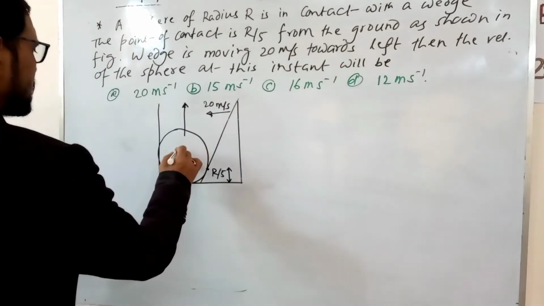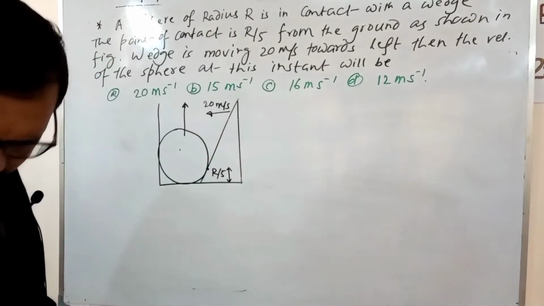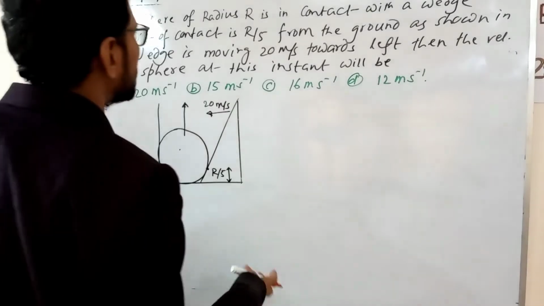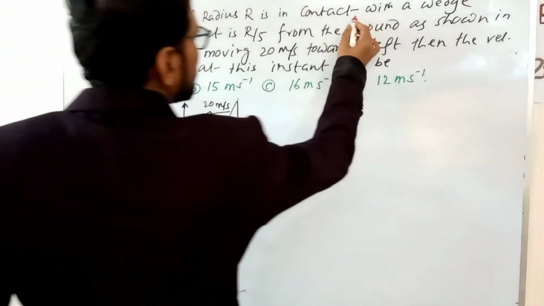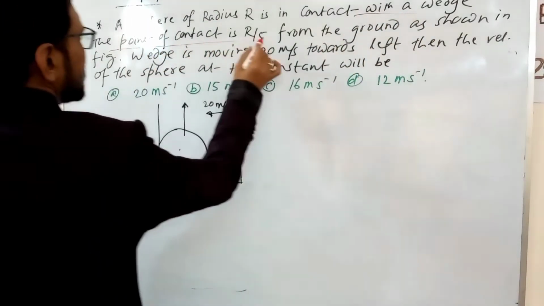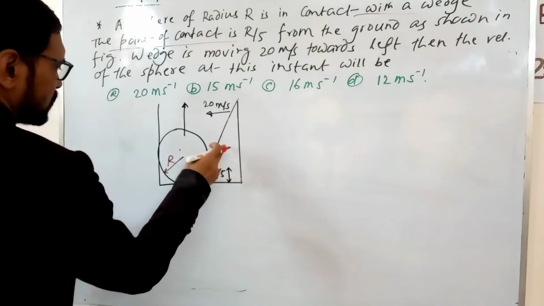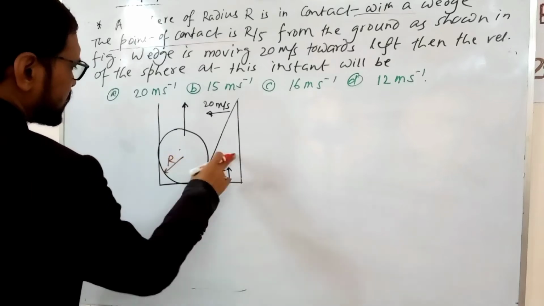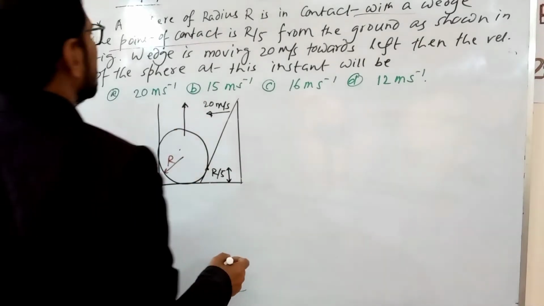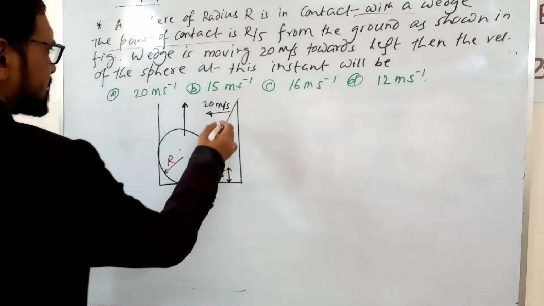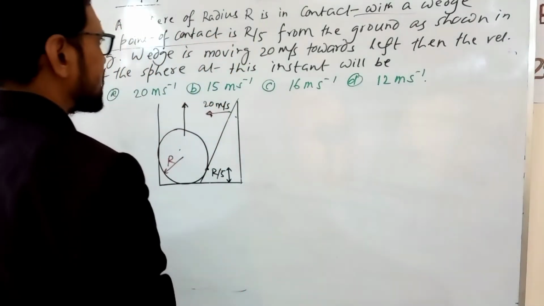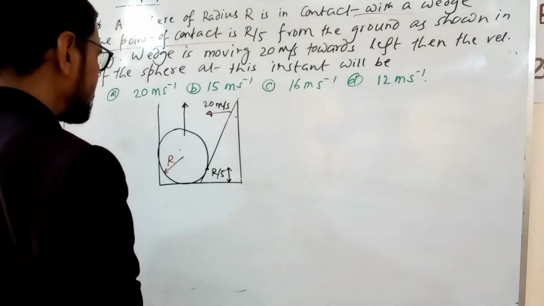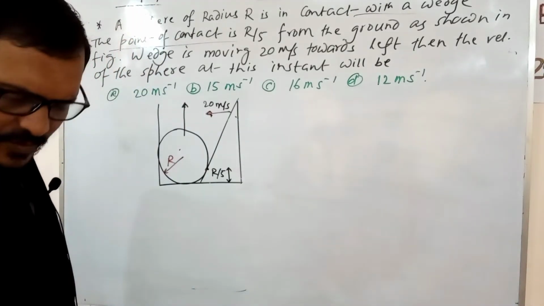What is this problem? The problem is here a sphere of radius r is in contact with a wedge. The point of contact of the wedge and sphere is r by 5 from the ground. The wedge is moving at 20 meter per second. Velocity of the wedge is given. Then what is the velocity of the sphere at this instant?